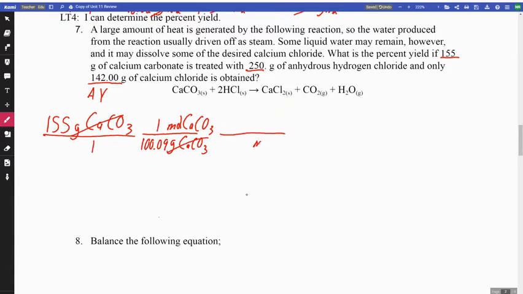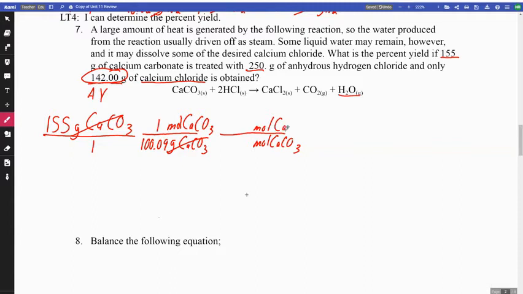So we do moles CaCO3 on bottom, moles of, what are we looking for? I forgot. Calcium chloride. The reason we're doing calcium chloride and not H2O is because calcium chloride is what our actual yield is in. So we need to convert to grams of calcium chloride. To do that, we first need to convert to moles of calcium chloride.